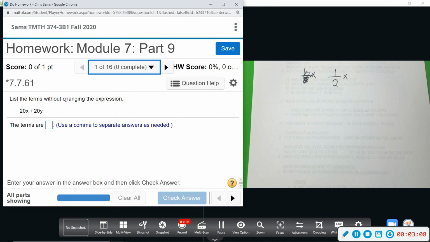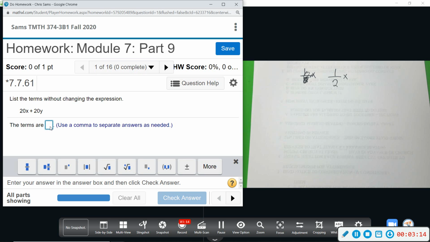So this first question says, list terms without changing the expression. So the first term is 20x. And then I'm going to do comma. The next term is 20y. And we know it's positive because of that plus. So 20y. So those are the two terms.